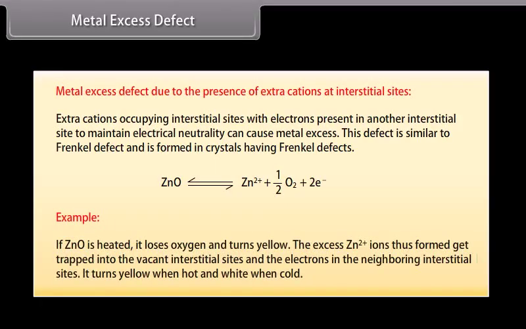Example: if ZnO is heated, it loses oxygen and turns yellow. The excess Zn2+ ions thus formed get trapped into the vacant interstitial sites and the electrons in the neighboring interstitial sites. It turns yellow when hot and white when cold.